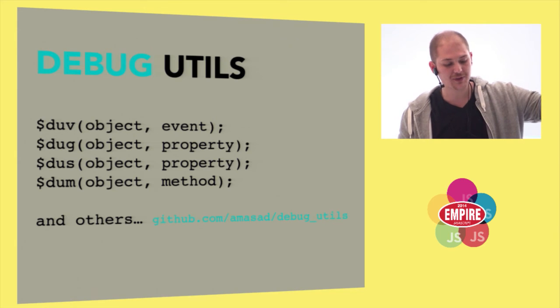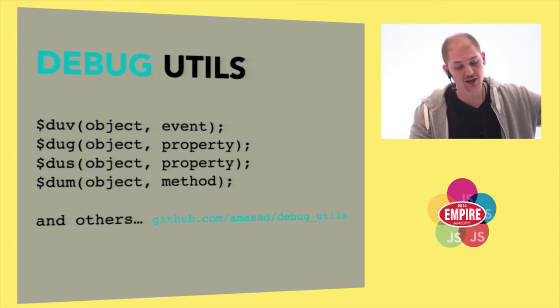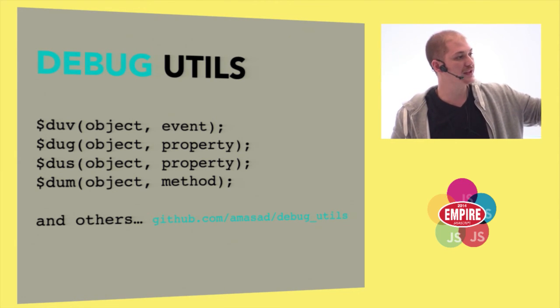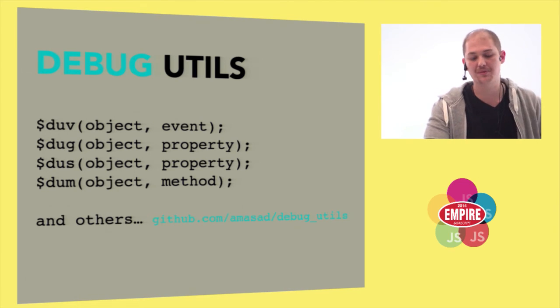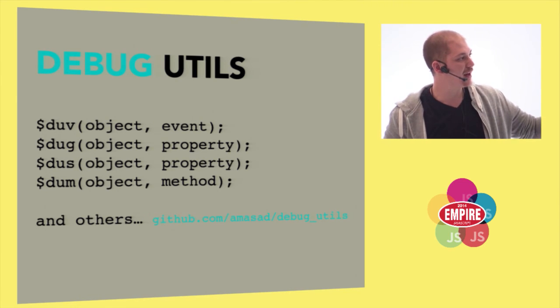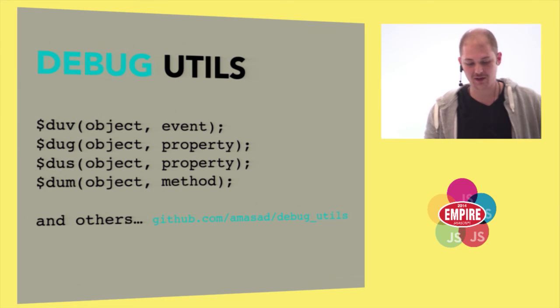DUG will do that for getting properties, DUS will do that for setting properties, and DUM will debug the next time a method is called on an object. So check that out, it's on my GitHub, github.com/Masad/debug_utils.